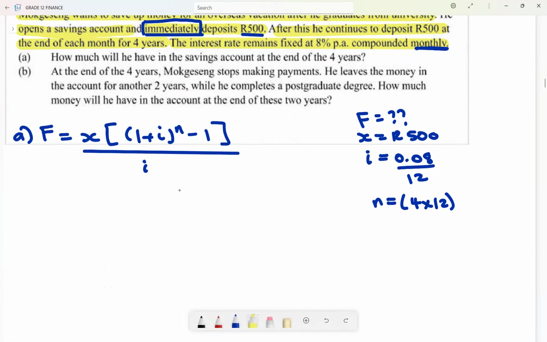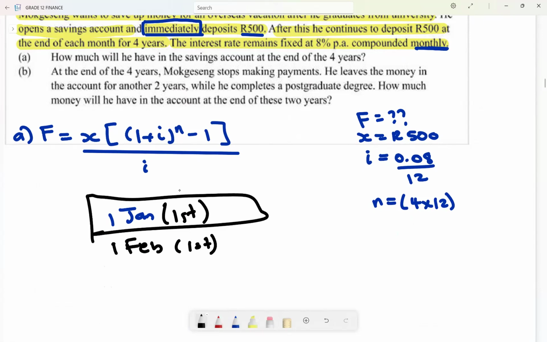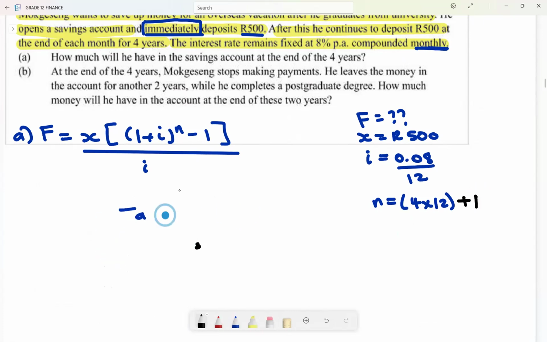But now, there was the keyword there: an immediate payment. Let's say he opened on the 1st of January, but we know that the first payment is supposed to come from the 1st of February. This was supposed to be the first payment, but now he decided to make the first payment here. So can you see he added this month? So we have to add one there, for the immediate payment. And then I can substitute and play with mathematics.